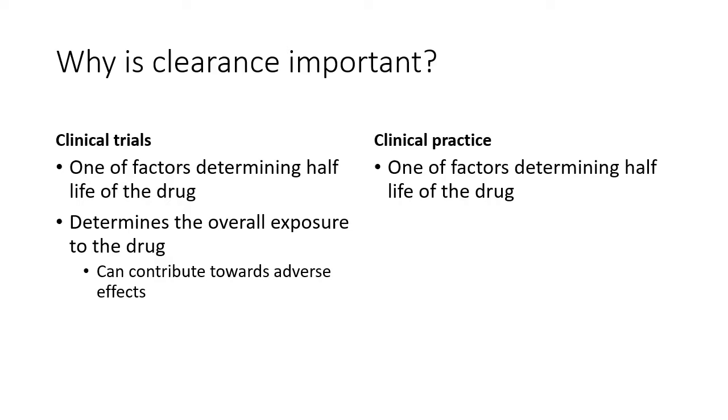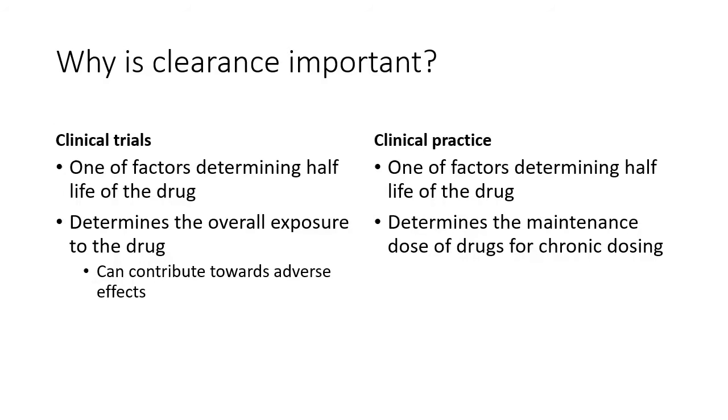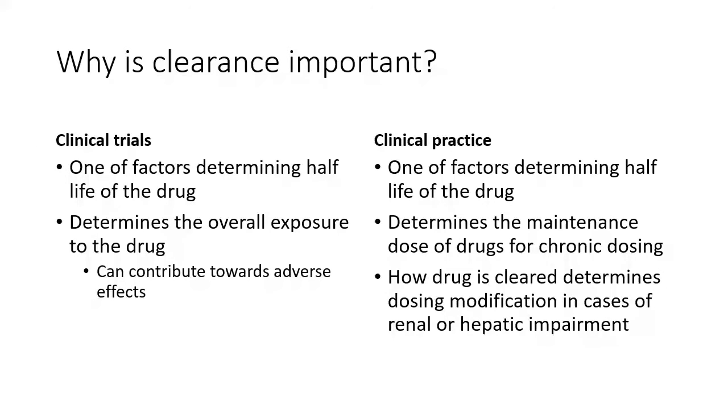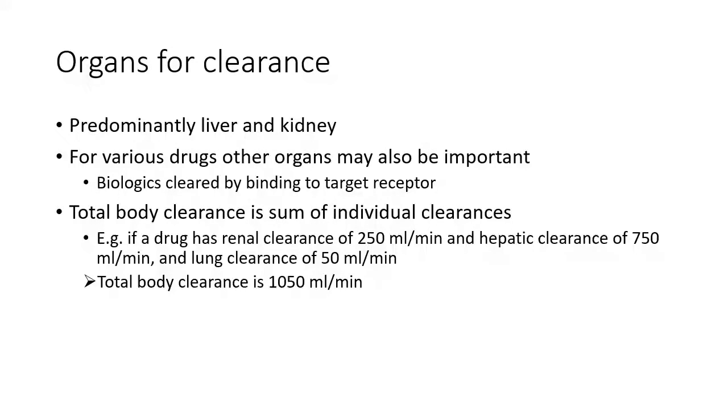In clinical practice, it is again one of the factors that determines half-life, which is important, and also determines the maintenance dose of drugs when we're using it for chronic ongoing dosing. And how the drug is cleared then determines dosing modifications in cases of things such as renal or hepatic impairment. In our clinical trials, this is less relevant because all our subjects have excellent renal and hepatic function.